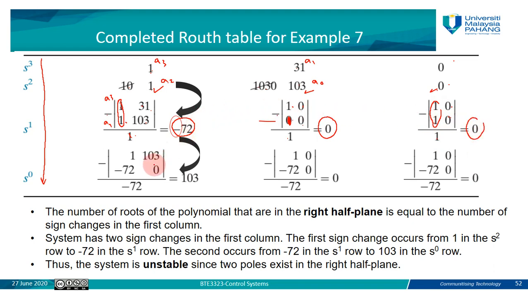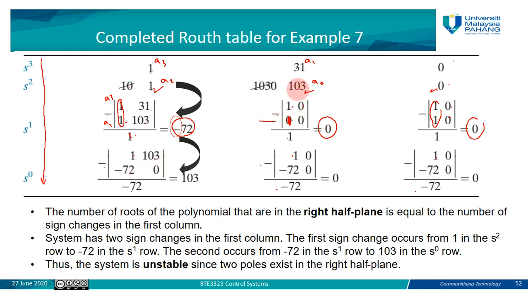Now I generate the last element here. The previous two rows represent the first column, so it will be 1 and negative 72. You just put 1, negative 72 for all elements. The determinant will be the value of the second element in the row, so negative 72, negative 72, negative 72. Please consider the sign here, because negative over negative will give you positive for the last element. Then you have 103 and 0.